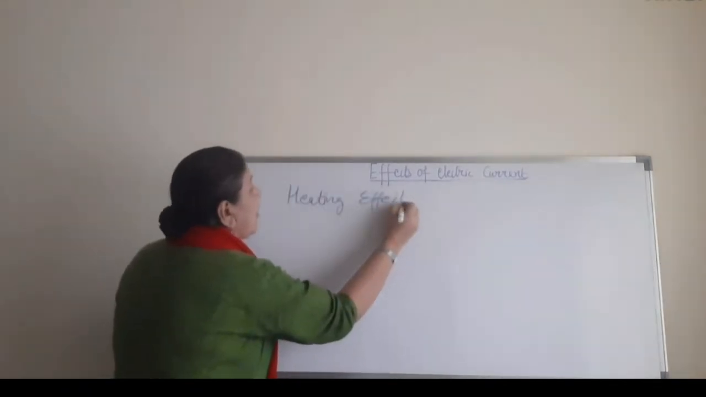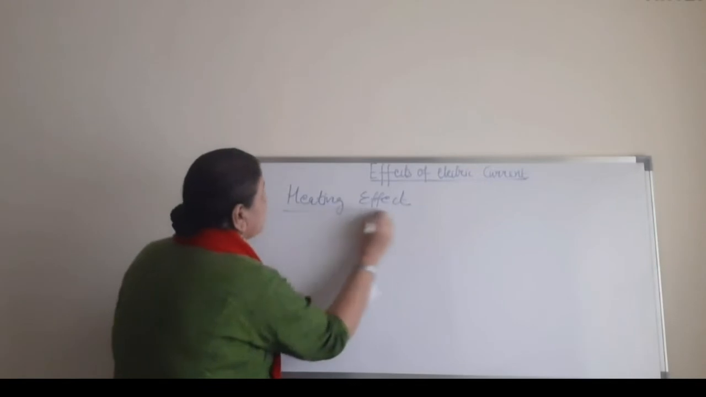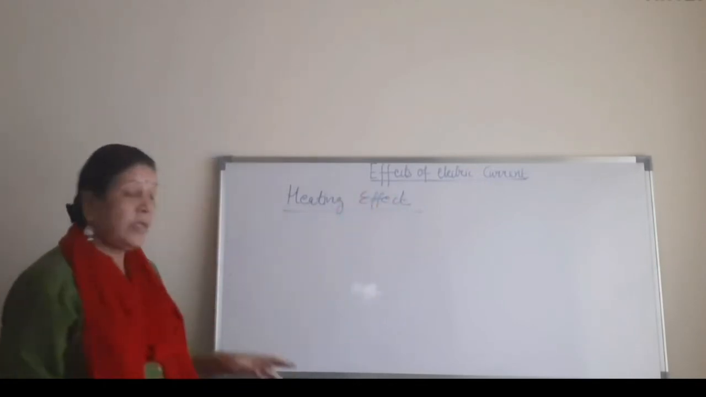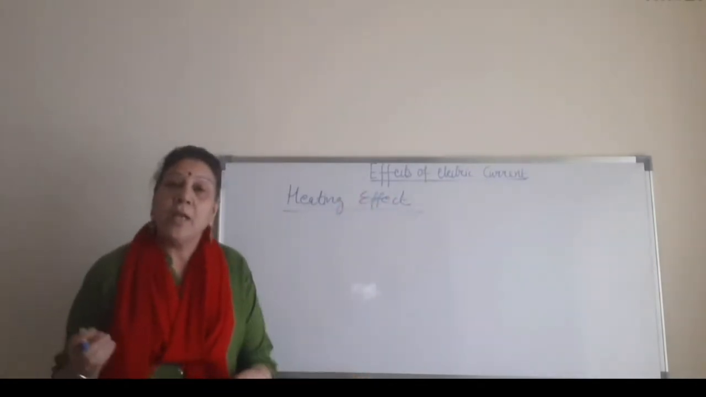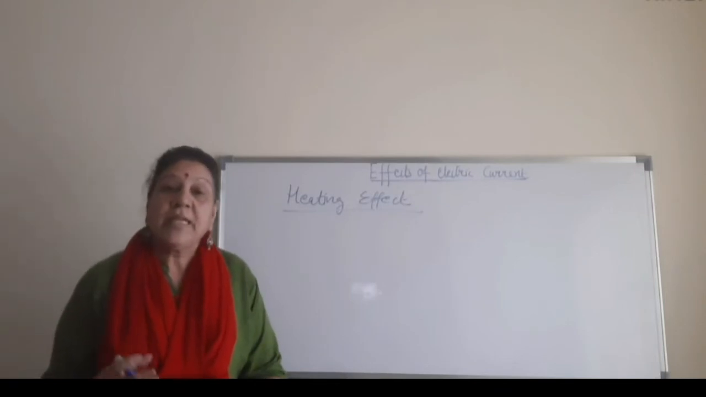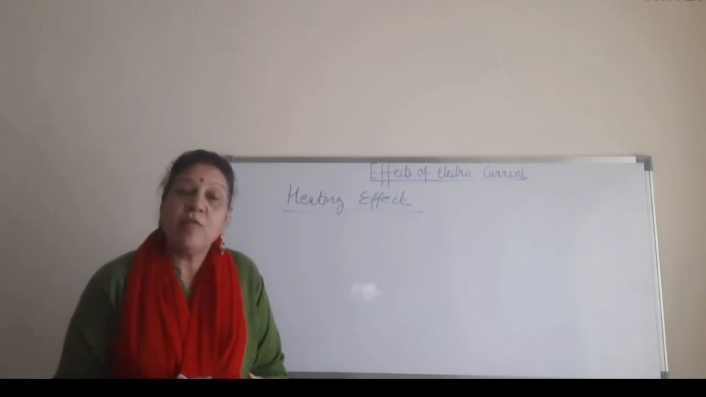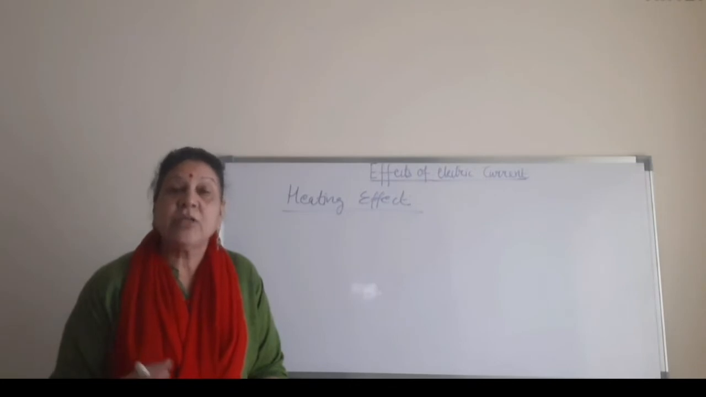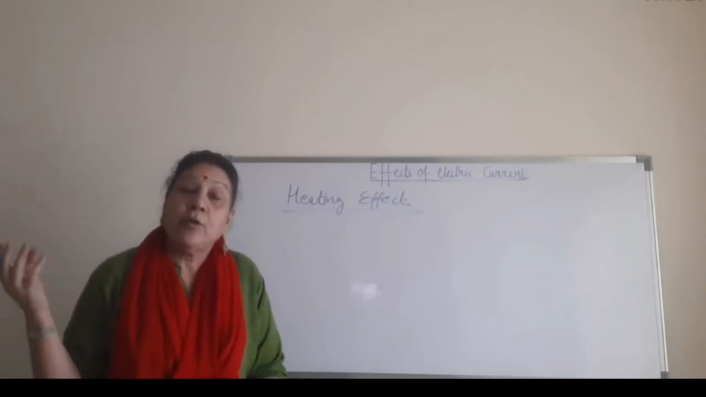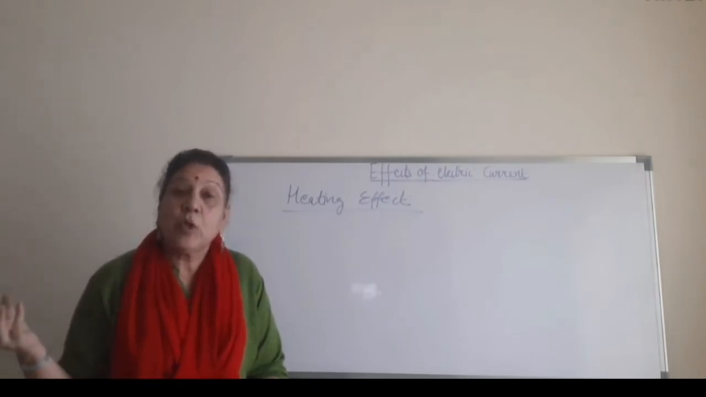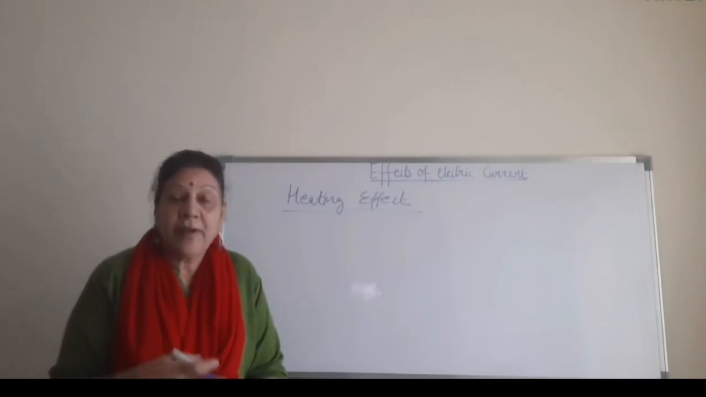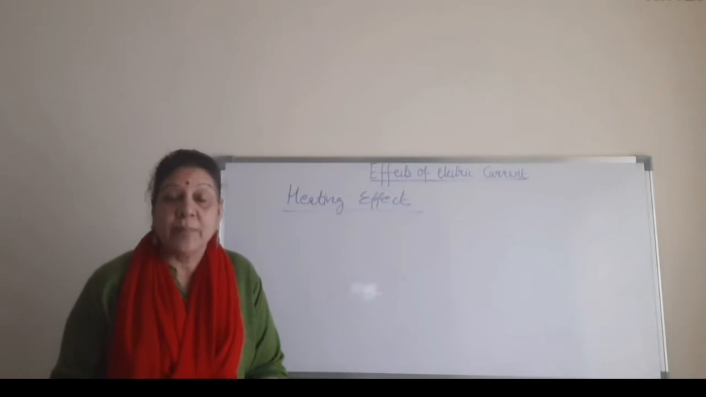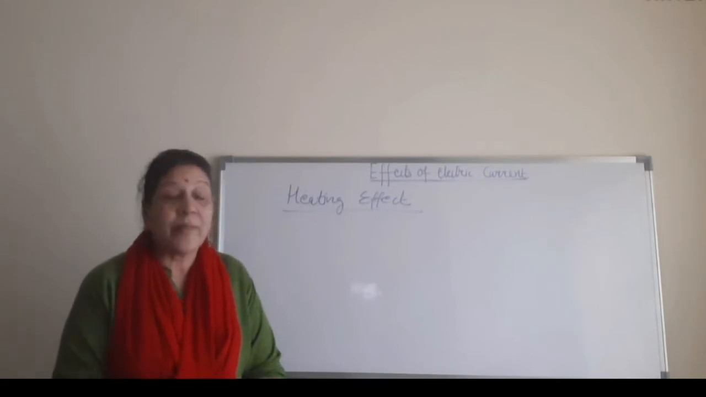So let's talk about the heating effect. You have observed in and around your house different heating devices, like I gave you the examples of electric heater, geysers, and the electric bulb, where the filament glows. All these are examples where electric energy is converted into heat energy. That's the main purpose, because we want maximum heat energy, and that's why we use these equipments.